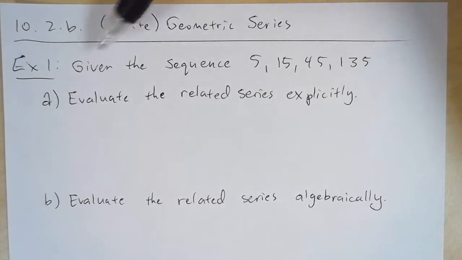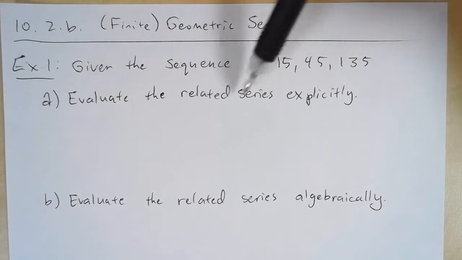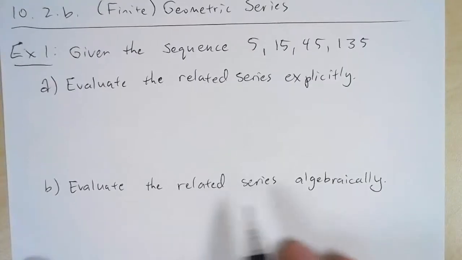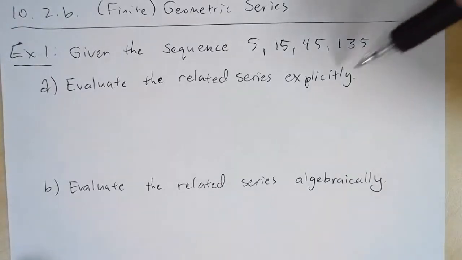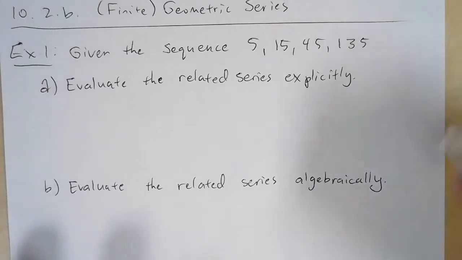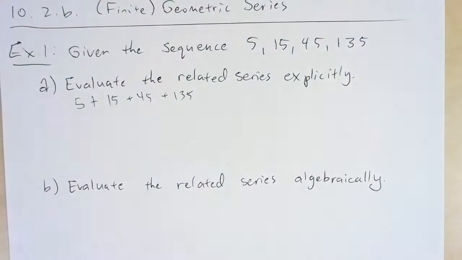Given the sequence 5, 15, 45, 135, part A asks us to evaluate the related series explicitly, and part B is evaluate the related series algebraically. When I say explicitly, remember that a sequence and a series differ by what happens to them. The sequence is the pattern of numbers 5, 15, 45, and 135, but the series is just where you add that pattern of numbers up. So 5 plus 15 plus 45 plus 135 gets us 200.